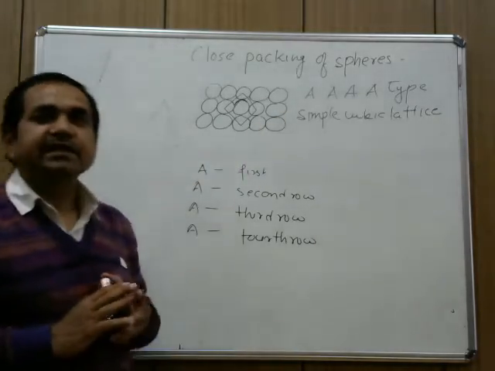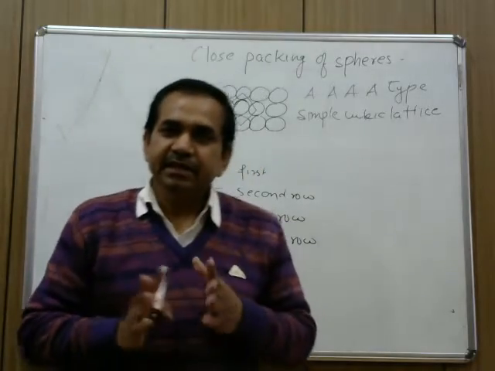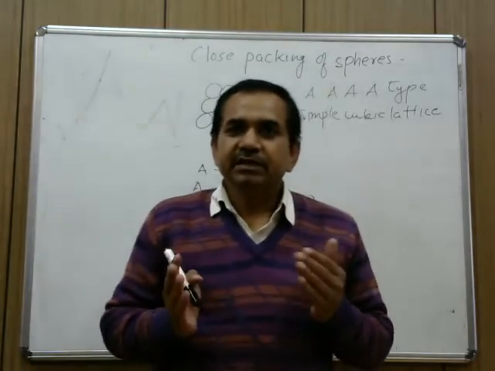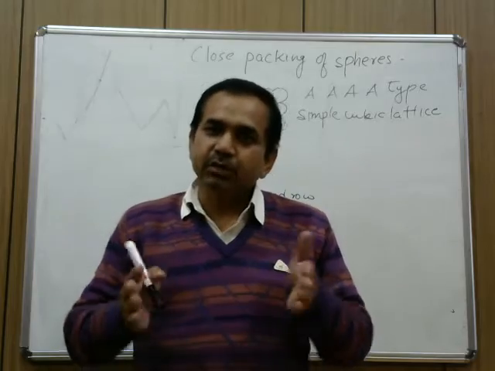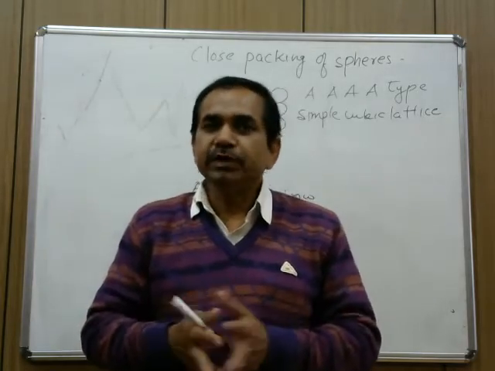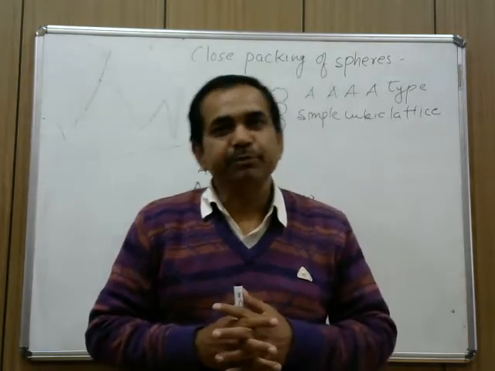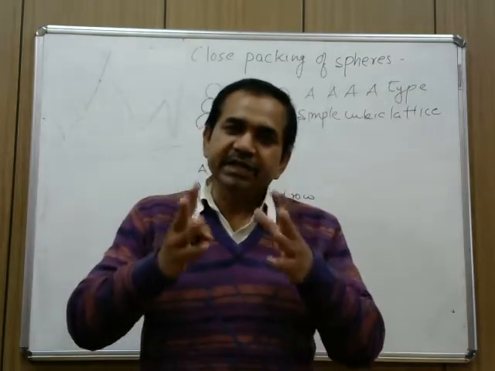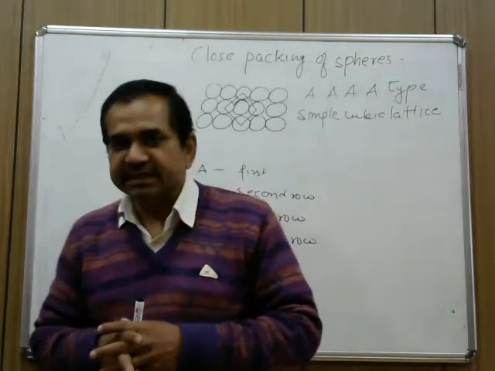This is called simple cubic lattice. This is actually an inefficient way of packing. Here the packing fraction is only 52%. That means out of the total space available, only 52% is occupied and 48% is vacant.